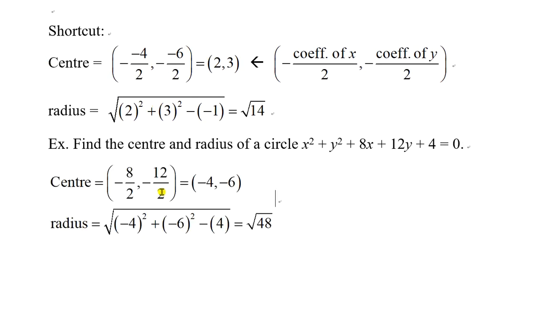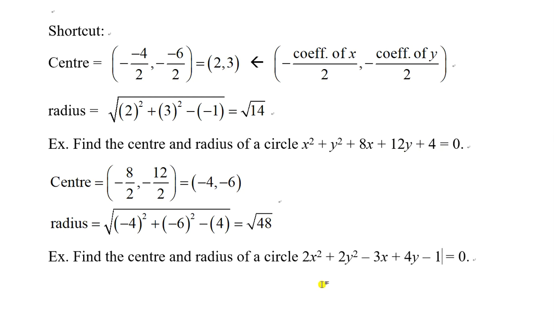Okay, you can see center will be negative coefficient of x over 2, comma, negative coefficient of y over 2. Then you get negative 4, comma, negative 6. Radius, x coordinate bracket square, plus y coordinate bracket square, and then minus the constant. Take square root, you get negative 48.